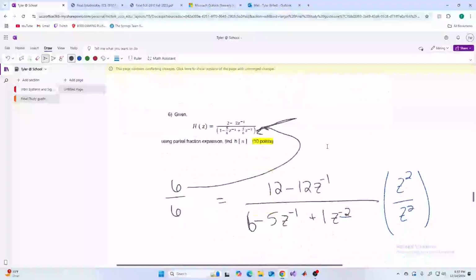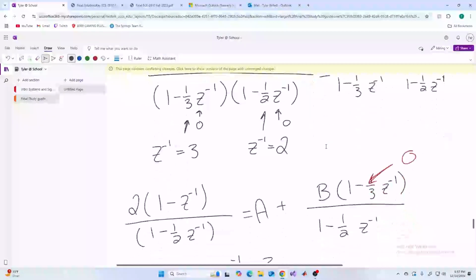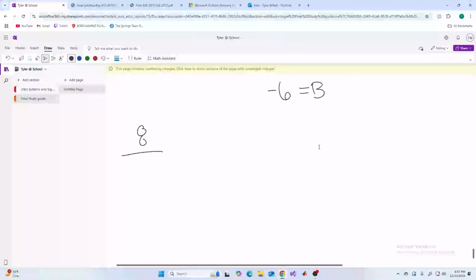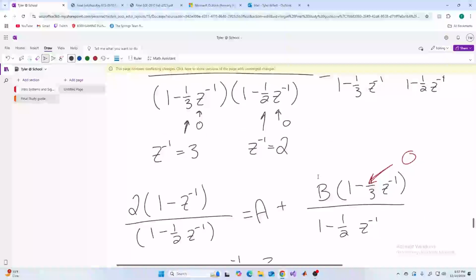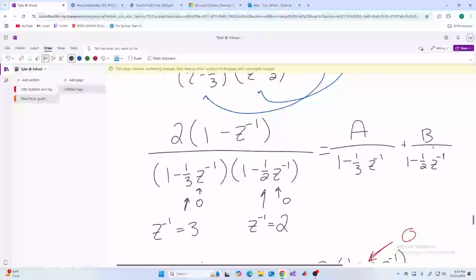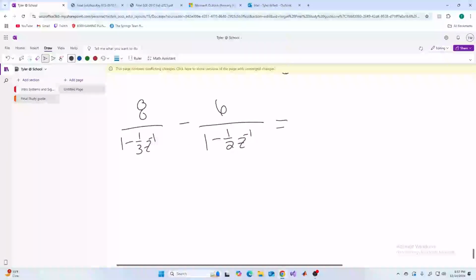I'm sorry, I'm really slow at this because I'll make little mistakes. So I have to go step by step so I don't mess it up. 1 minus 1/3 z to the negative 1, minus 6 divided by 1 minus 1/2 z to the negative 1. I want to double check that really quickly. Make sure I didn't mess that up. A is 8 and A is attached to this one, so 1/3. Negative 6. Perfect. Okay. Now this is equal to h of z.